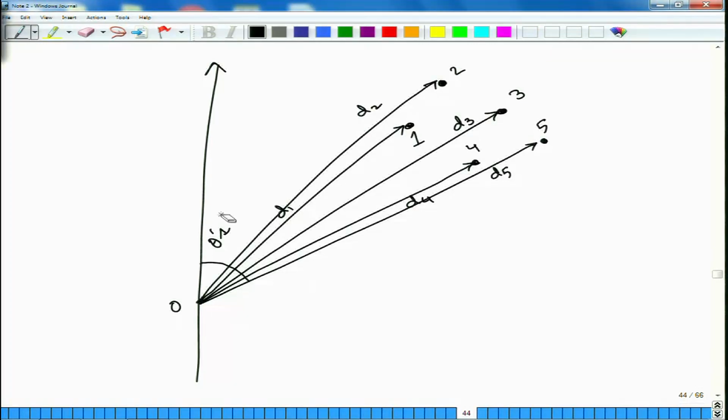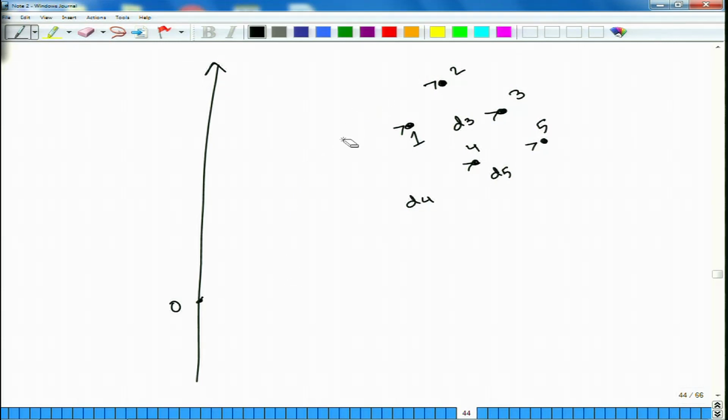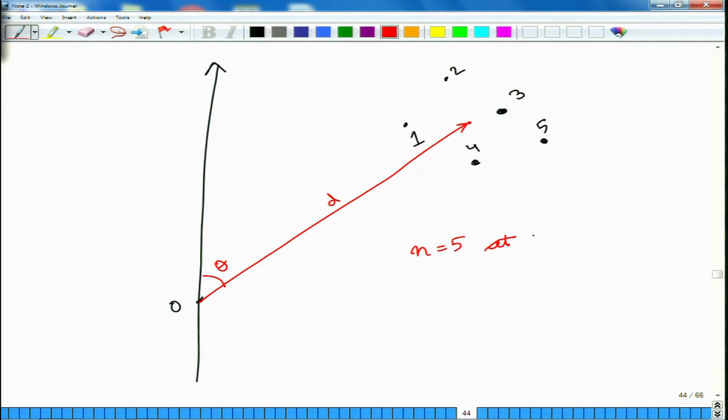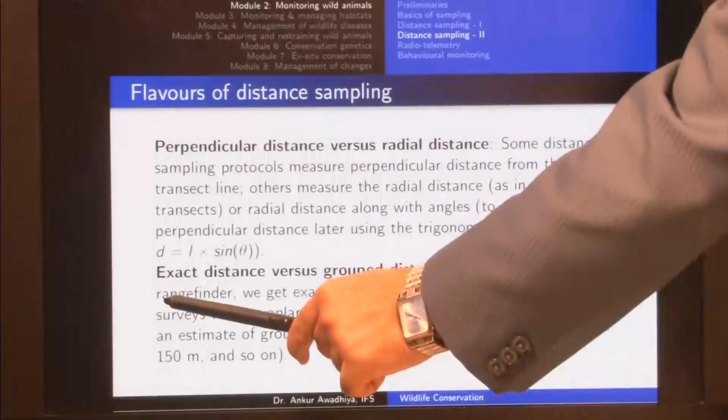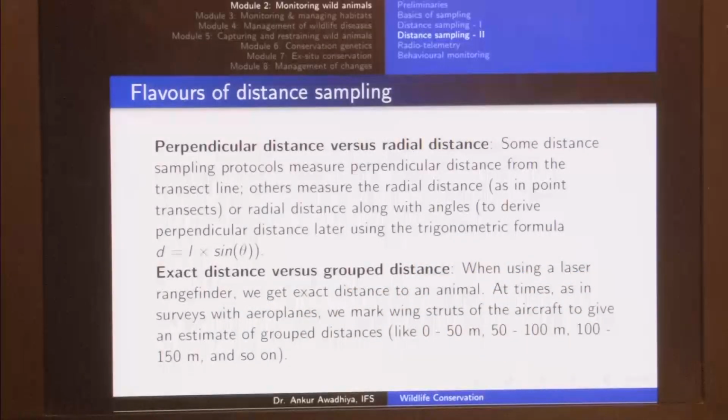Otherwise, we could go for one other thing. In place of putting all these different d1, d2, d3, d4 and d5, we can just assume the center of all of these animals. So, let us presume that it is this point. We can just put in a single distance d and a single angle theta, and then we can put in our software that there were 5 animals, n is equal to 5 at distance d and angle theta. So, when we say exact distances versus the group distance, this is what we mean: exact distances of each and every animal, or a group distance for the group.